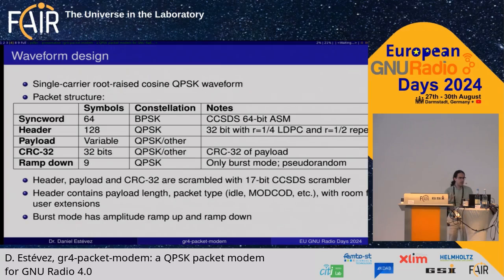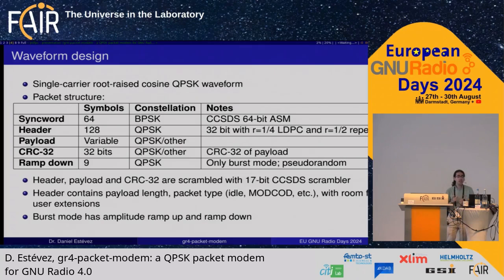Waveform design. I want to go through these very quickly. It's the most simple design you can imagine for this. Single carrier, RRC waveform, QPSK. The packet has a syncword, which is 64 bits. I've taken many of these ingredients from CCSDS because I come from the space community and I think these choices are nice. So, CCSDS syncword.